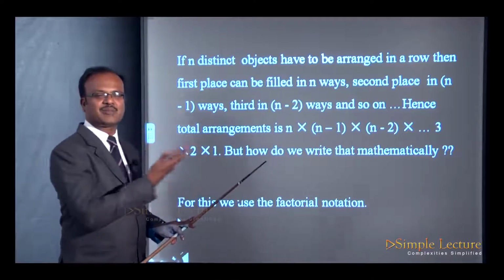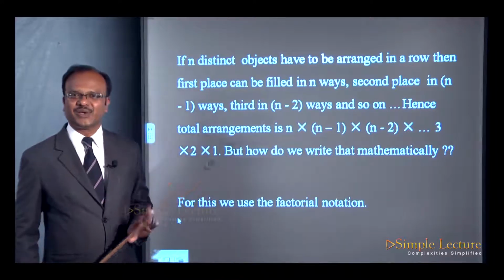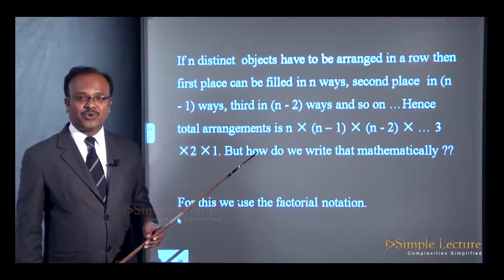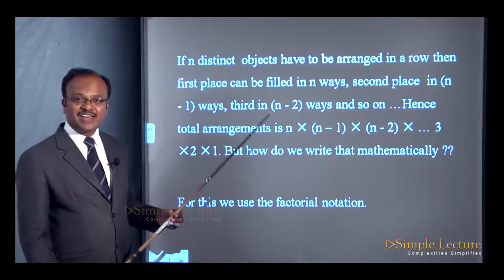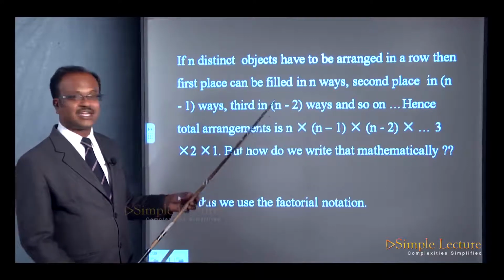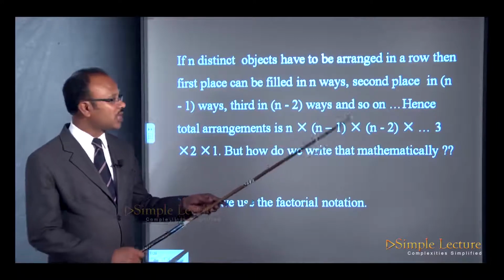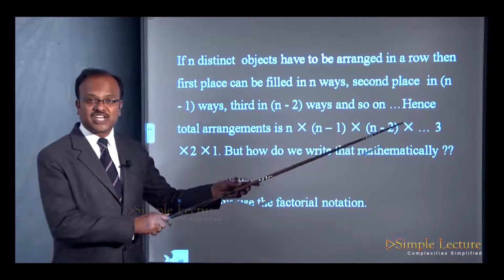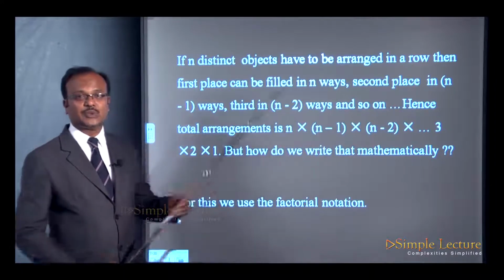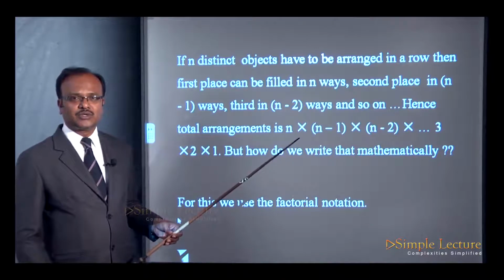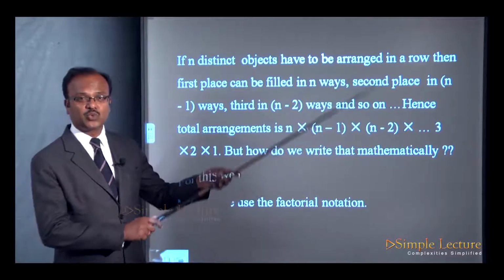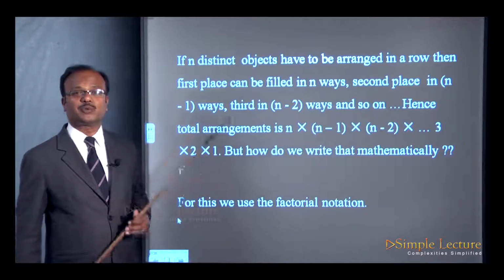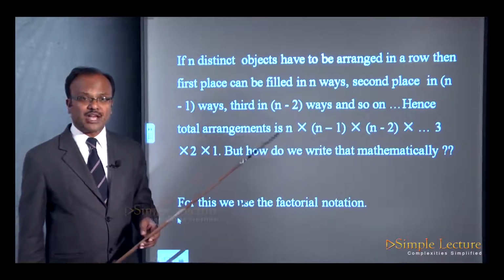Only one person is remaining, one person can sit. You got it? So the total arrangements can be written as n into n minus 1 into n minus 2 into and so on, finally 3 into 2 into 1. So n minus 1, n minus 2, n minus 3, up to 3 into 2 into 1.